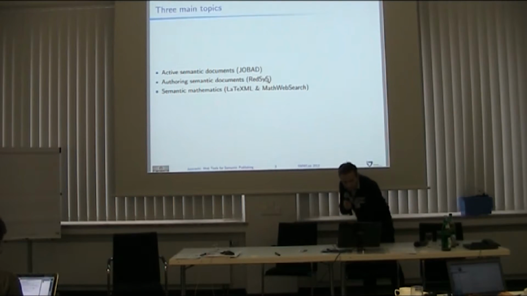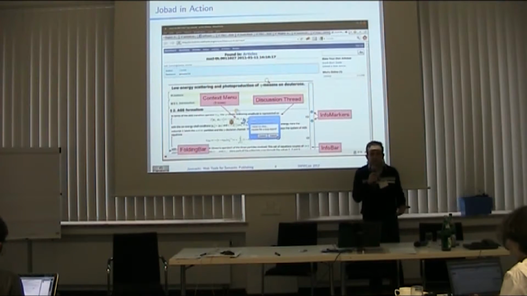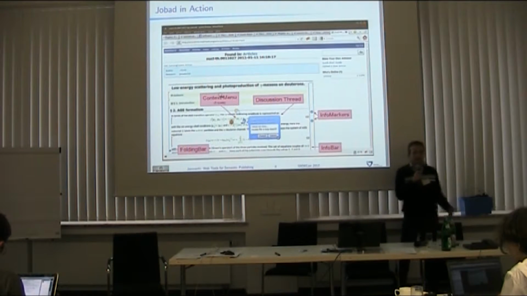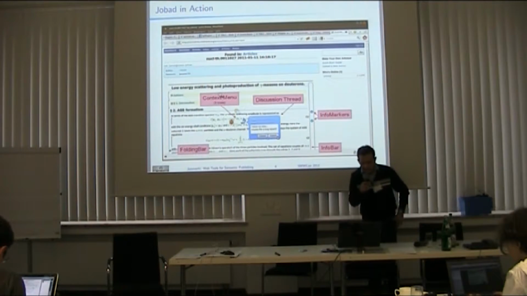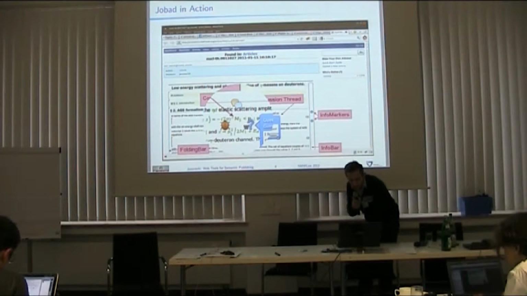Okay, so I'll start with the first project, JOBAD, and let me just show you what you see here. This is an article from the Cornell preprint archive. It's on some physics, which I don't understand. But what happens here is that a user clicked in the middle of a formula on some part of the formula, and you get a menu. You can click on the bug if you found a bug in the formula, or you can start a discussion, or you can start a forum.